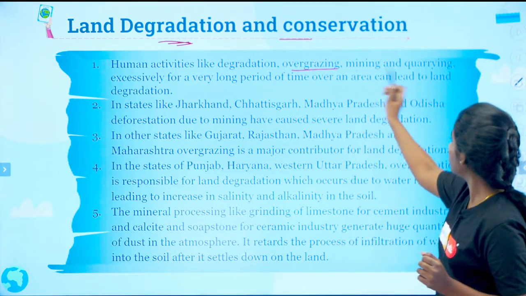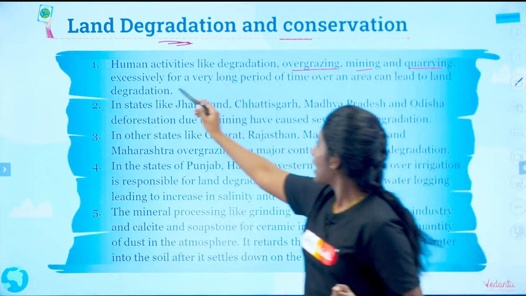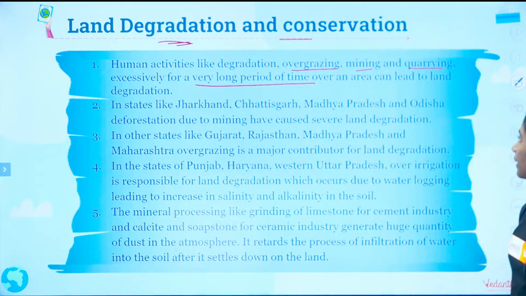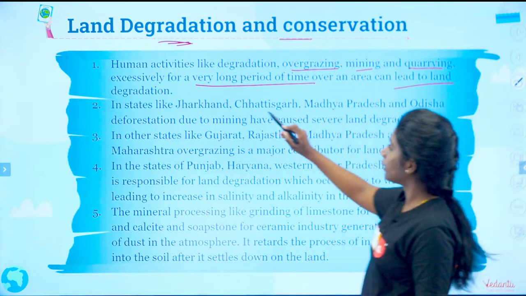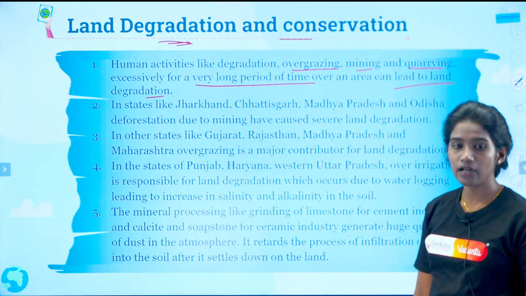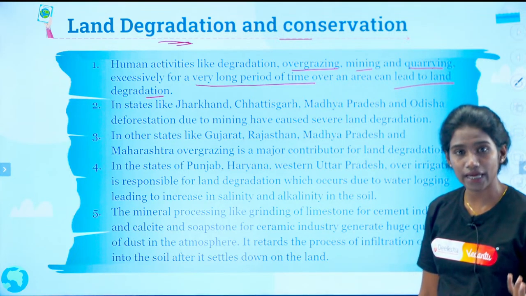And the other one is mining and quarrying, especially when done for a very long period over an area. It can lead to land degradation. Not just that, even over irrigation.